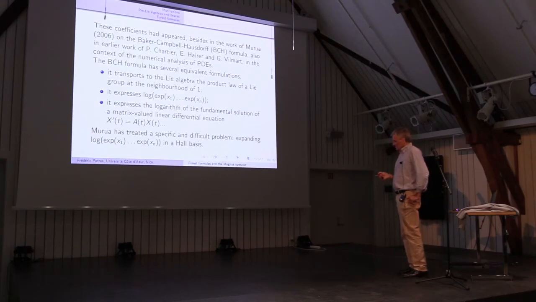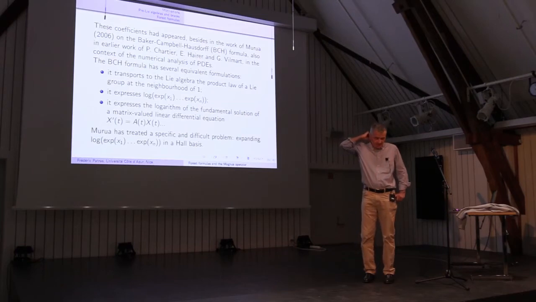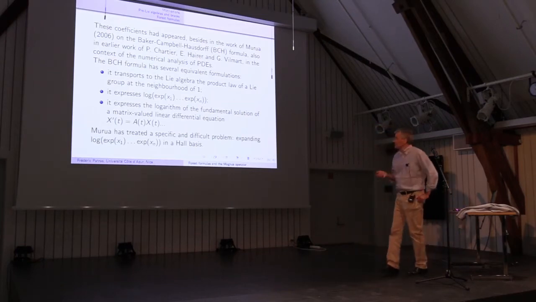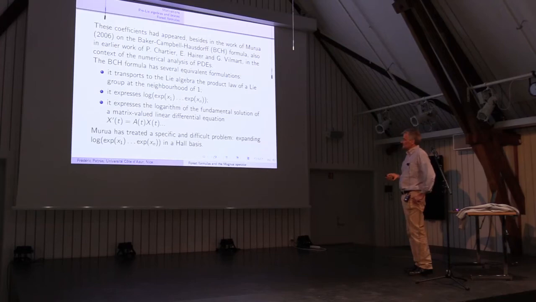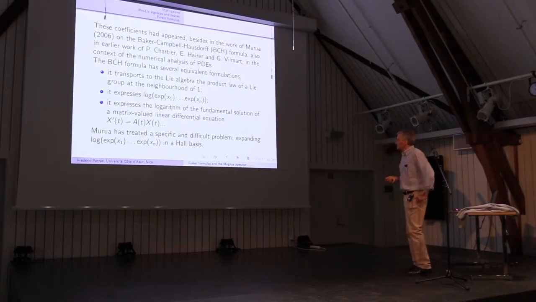In what context did Murua obtain this formula? He obtained the formula in studying the Baker-Campbell-Hausdorff problem. The Baker-Campbell-Hausdorff problem is one of the basic problems in Lie theory, and one of the most fundamental ones, because essentially the solution to the problem gives a way to transport the product law, or formally at least, the formal product law on a Lie group to the tangent space at the identity, so to the Lie algebra. And there are various other formulations of the Baker-Campbell-Hausdorff problem.